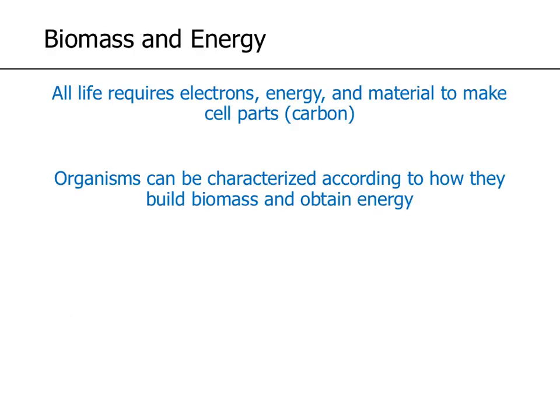All right, so now we're going to learn some terminology. Essentially, all of the microbes that we're going to be talking about require electrons, energy, and the material to make cell parts, right? So carbon is what we will use as our marker for cell parts. And there are naming structures to categorize the different microbes based on how they get these three elements.